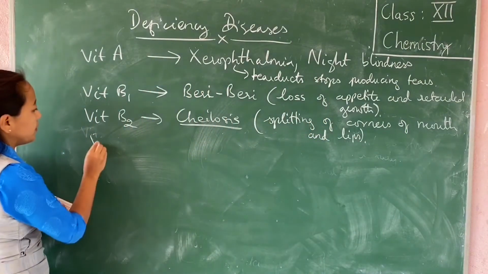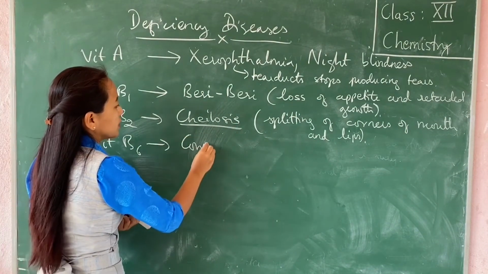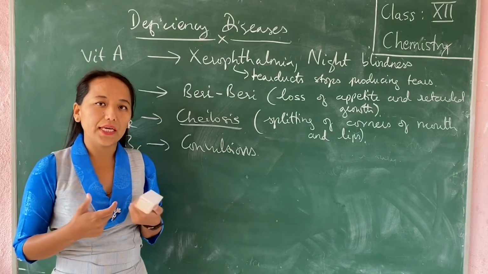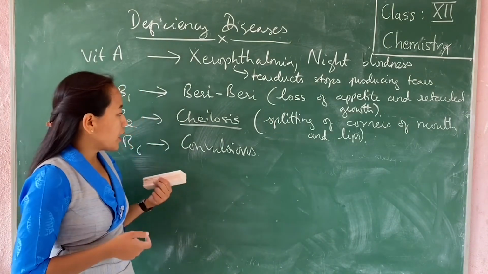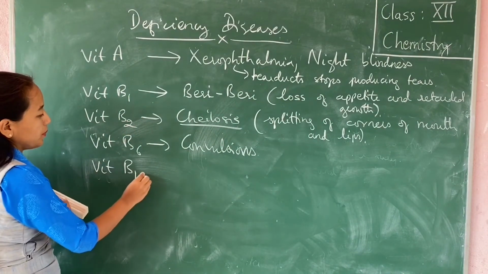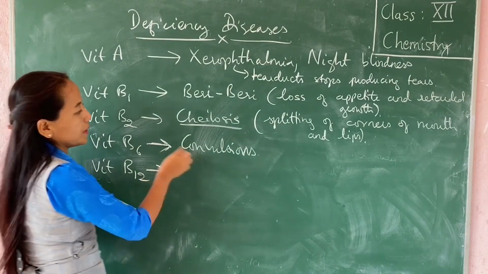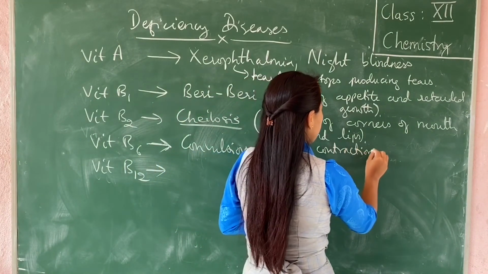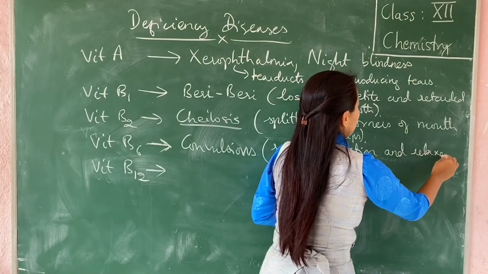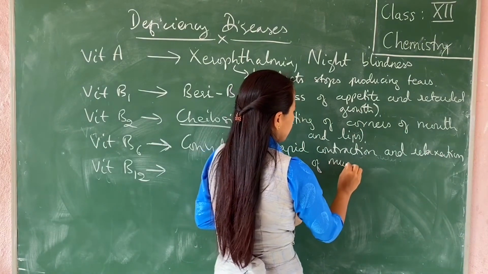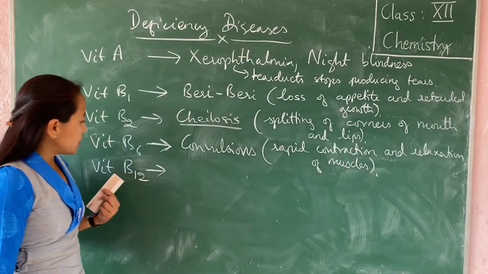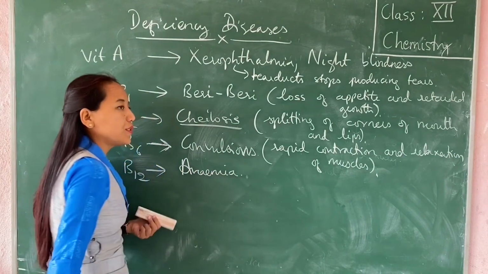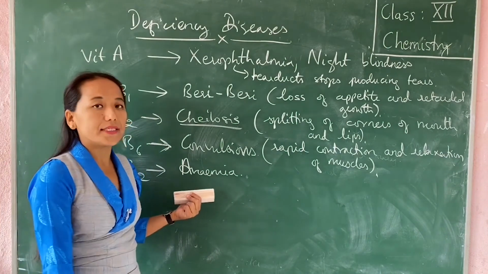And then you have vitamin B6. It causes convulsions, which is also called seizures. There is rapid contraction and relaxation of muscles repeatedly. Okay, let me write down for this first. Rapid contraction and relaxation of muscles. Okay, then the next one is vitamin B12. The deficiency of vitamin B12 causes anemia. That is, your body is not able to produce the required amount of RBC, that is red blood cells.